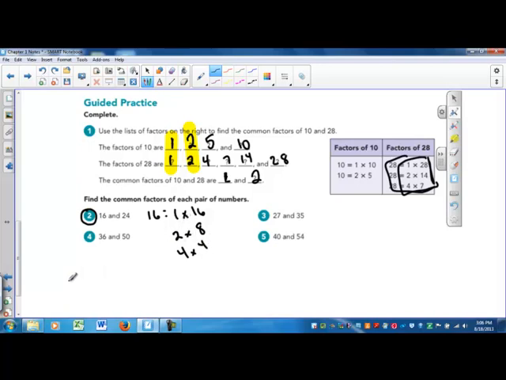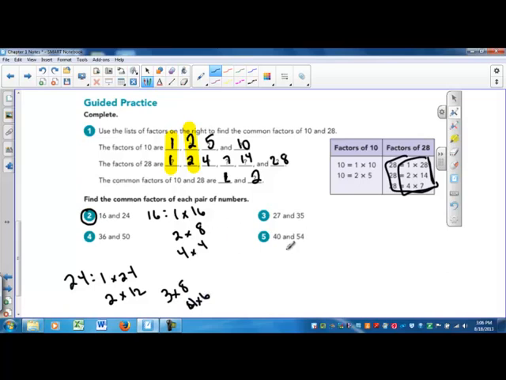Those are your factors. Let's do 24. That's going to be 1 times 24 would work. 2 times 12 would work. 3 times 8 would work. And 4 times 6 would work. Okay? And those are all your factors there.